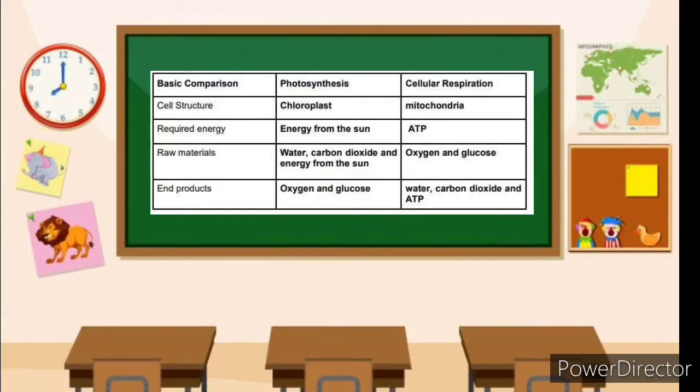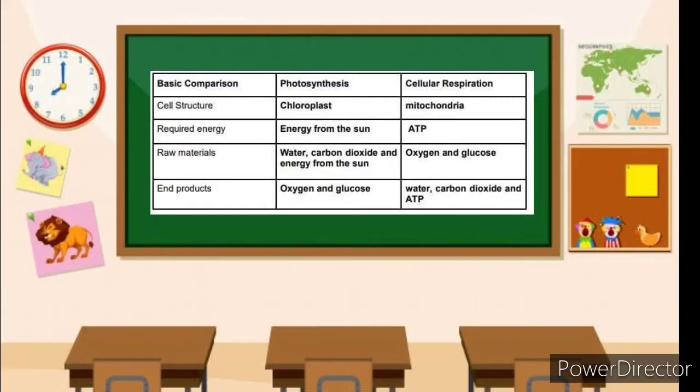Next, required energy. In photosynthesis, we need the energy from the sunlight. For cellular respiration, we need the ATP or adenosine triphosphate. Raw materials. We need water, carbon dioxide, and energy from the sun for photosynthesis, while oxygen and glucose for cellular respiration. And lastly, we have the end products. For photosynthesis, we have oxygen and glucose, while cellular respiration has end products of water, carbon dioxide, and ATP.